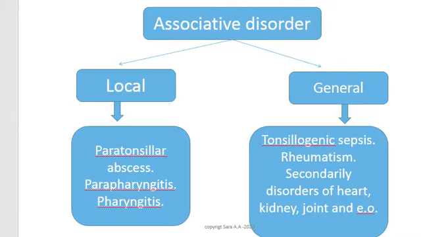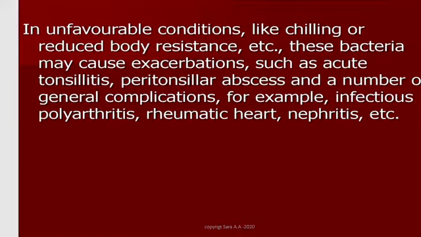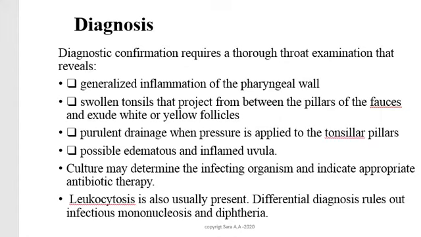Now about the associated disorders, which can occur. The local associated disorders in general are paratonsillar abscess, parapharyngitis, and pharyngitis, which we discussed. And the general ones are tonsillogenic sepsis, rheumatism, and secondary disorders of the heart, kidney, and joints. In favorable conditions like chilling or reduced body resistance, these factors may cause exacerbations such as acute tonsillitis, paratonsillar abscess, and a number of general complications, for example, infectious polyarthritis, rheumatic fever, nephritis, and other complications can occur.